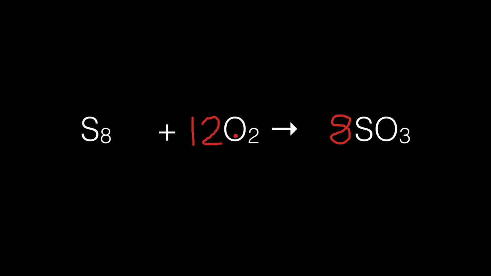So therefore, now we have a balanced equation because we have 8 sulfurs and 8 sulfurs, and we also have a total here of 12 times 2, or 24 oxygens, combined with 8 times 3, which is 24 oxygens. So this is now S8 plus 12 O2s goes to 8 SO3s. And so that's now another balanced chemical equation. So that's how we balance chemical equations.